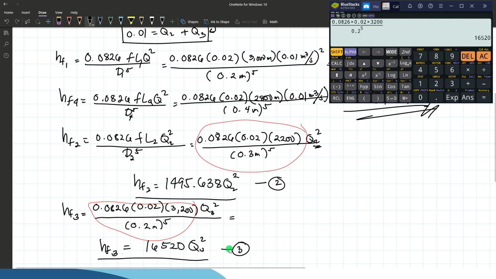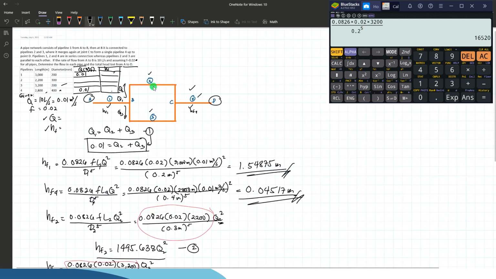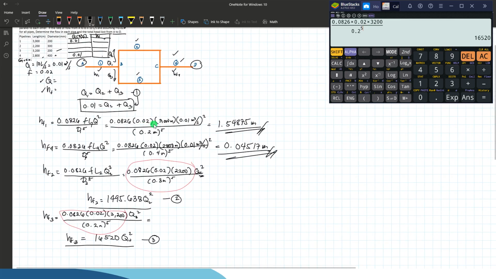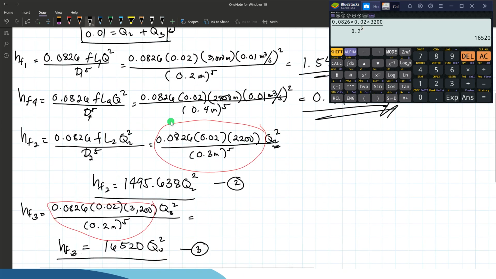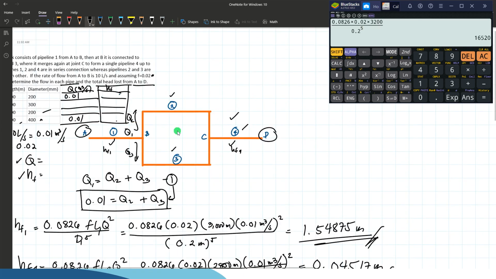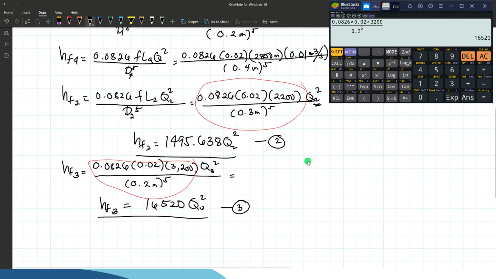Okay, this is equation 3. So we have the head loss equations for pipe number 2 and pipe number 3. Based on our lecture, if we have parallel pipes, their head losses are the same regardless of their differences in length and diameter. So it means the head loss on pipe 2 is equal to the head loss on pipe number 3. So we make an equation.